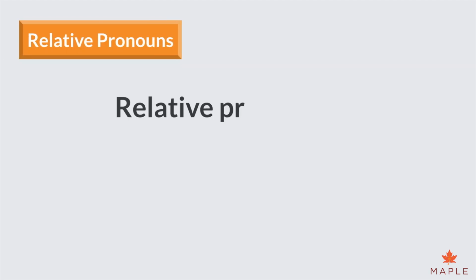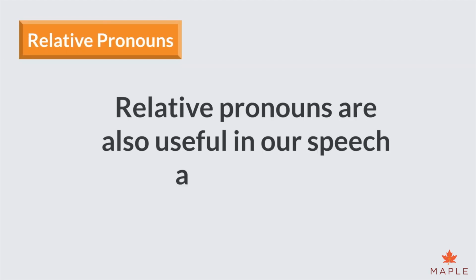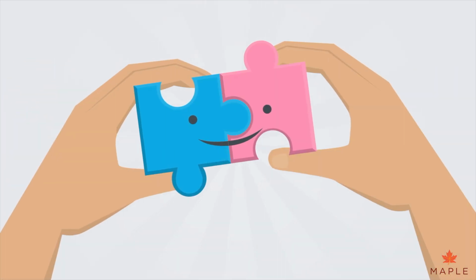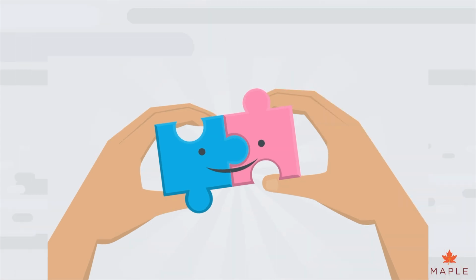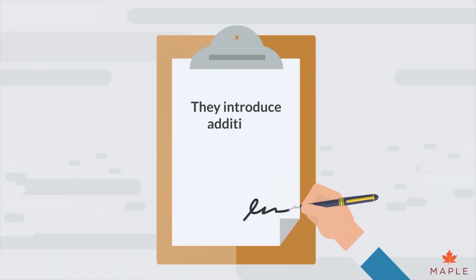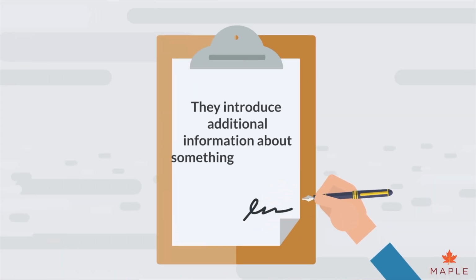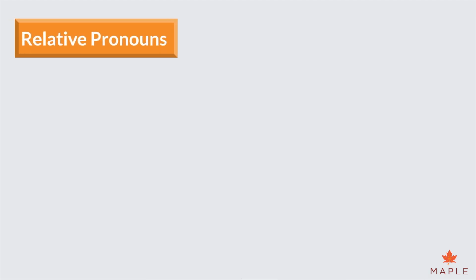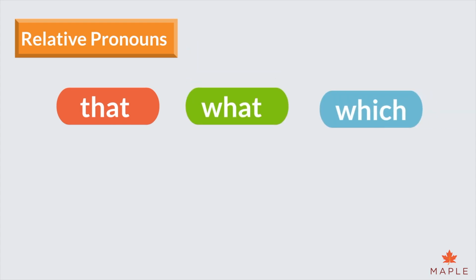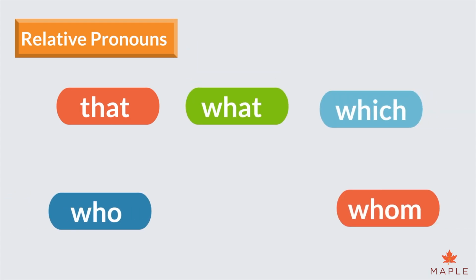Relative pronouns. Relative pronouns are also useful in our speech and writing. They are used to connect relative clauses to independent clauses. Often, they introduce additional information about something mentioned in the sentence. Relative pronouns include that, what, which, who, and whom.